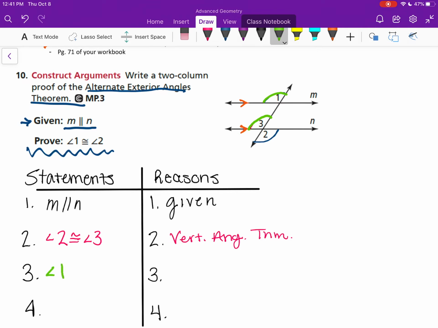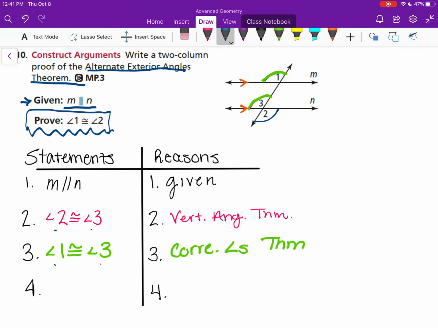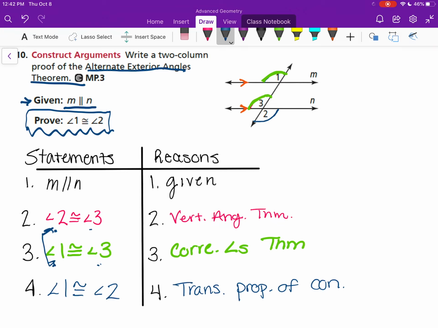So now let's remind ourselves what we're trying to prove. We want to prove that 1 is congruent to 2. Well, here's what we know. We know that 2 is congruent to 3. We know that 1 is congruent to 3. So therefore, by the transitive property of congruence, angle 1 must also be congruent to angle 2. If 2 is congruent to 3 and 1 is congruent to 3, then 1 and 2 are congruent.